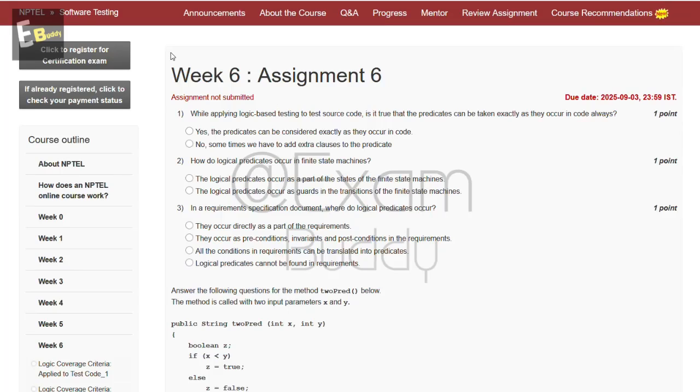Now let's do our assignment, Software Testing Week 6, Assignment 6. The first question is: while applying logic-based testing to test source code, is it true that the predicates can be taken exactly as they occur in code always? So these are the options, and the answer of our first question is B. No, sometimes we have to add extra clauses to the predicate.